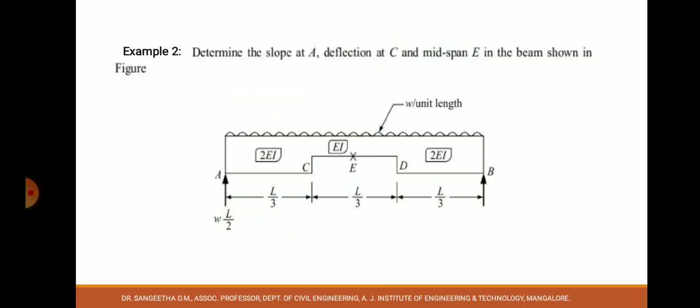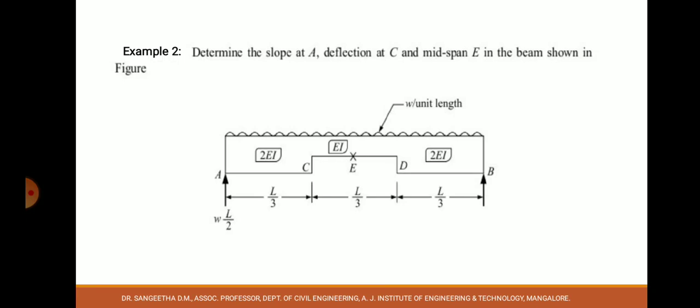With this concept, we will proceed to determine the slope at A and the deflection at C and at midspan E in the beam shown in the figure. Here we have a beam with different cross sections. The cross sections are not uniform; it is changing across the span. This is a simply supported beam. It is 2EI at the end spans and EI in the central span. The load is W per unit length, and the spans are L by 3, L by 3, L by 3.